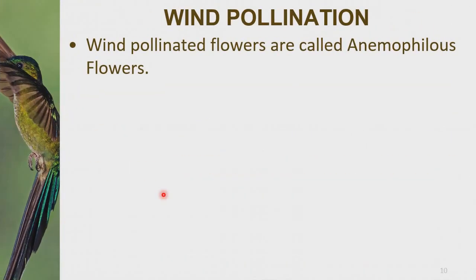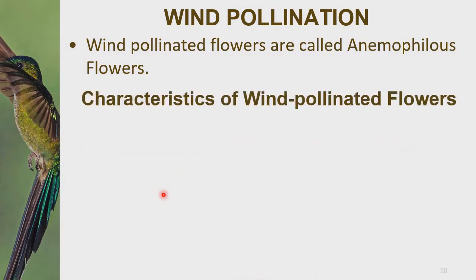Wind pollination. Wind pollinated flowers are called anemophilous flowers, as I have said earlier. Examples include maize, guinea grass, rice, millet, and wheat. Generally, wind pollinated flowers are majorly grasses. The principal plants that they pollinate are mainly grasses. So we have some of these characteristics.